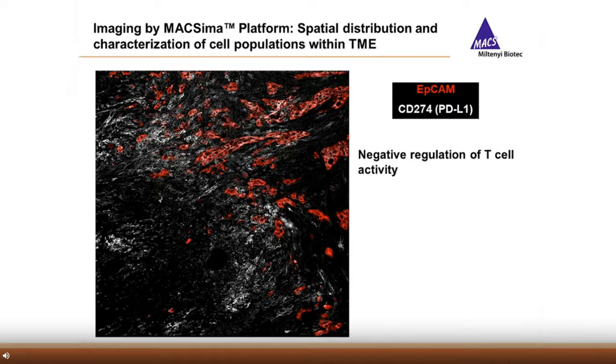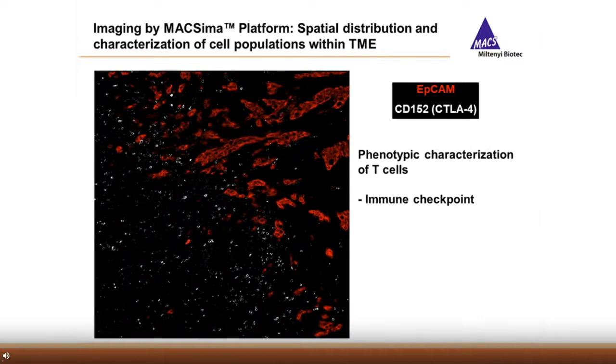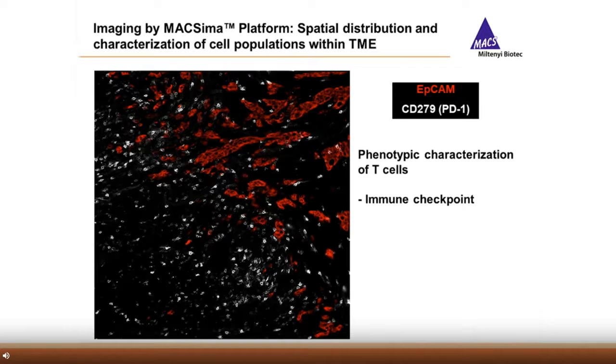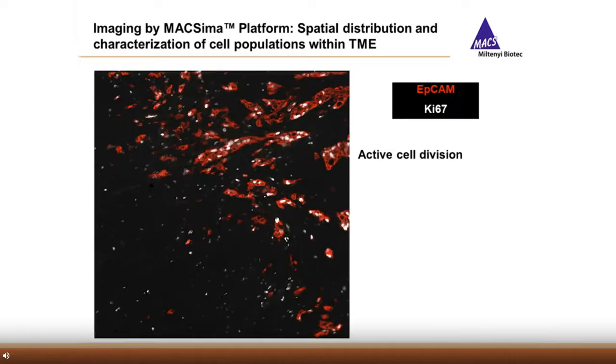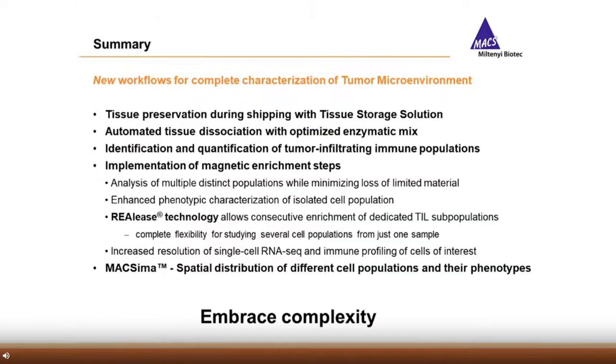We can identify cells that express PD-L1 for negatively regulating T cell activity, and the expression of immune checkpoints like CTLA4, PD-1, and TIM3. We can even identify which cells were actively proliferating using Ki67 staining. In this case, unfortunately, this indicates that tumor cells are the ones proliferating in this sample.